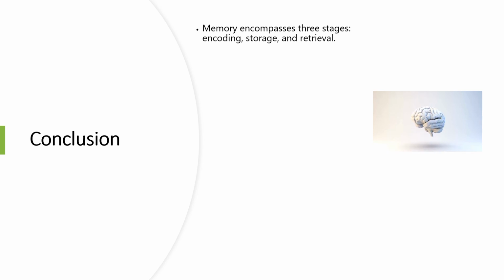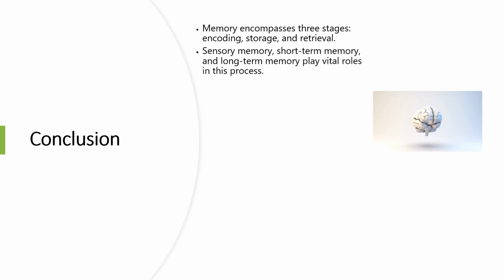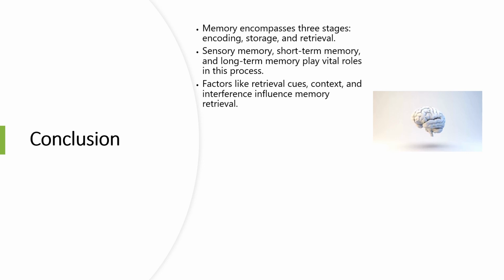Conclusion. In this presentation, we explored the intricate world of memory, covering key concepts related to the memory process, memory improvement strategies, and real-life cases. Here is a summary of the main points. Memory encompasses three stages: encoding, storage, and retrieval. Sensory memory, short-term memory, and long-term memory play vital roles in this process. Factors like retrieval cues, context, and interference influence memory retrieval.